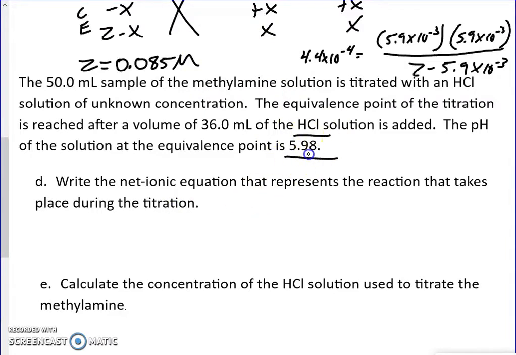Just kind of need to be thinking about what pHs at the equivalence point stand for. If the pH at the equivalence point is 7, strong acid, strong base. If it's above 7, weak acid, strong base. If it's below 7, weak base, strong acid. Okay, let's look at part D.